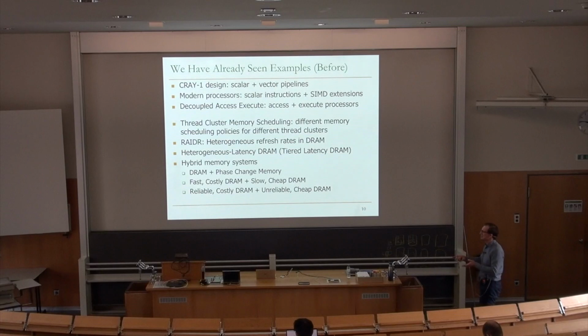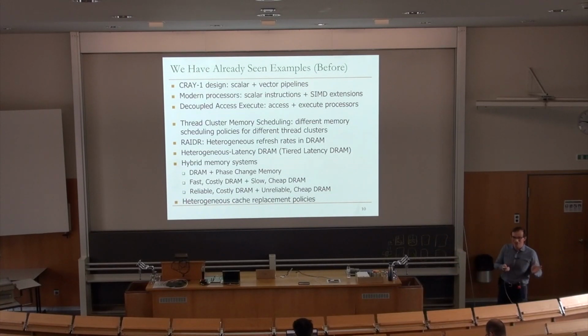And you can actually, this doesn't end. You can imagine many, many different components. Of course, to be successful, you need to come up with a design that actually improves some metric by a significant amount, right? Okay, we've seen examples of DRAM and phase change memory, and clearly reliable, costly DRAM and unreliable, cheap DRAM, for example. And heterogeneous cache replacement policies, we just talked about them, right?